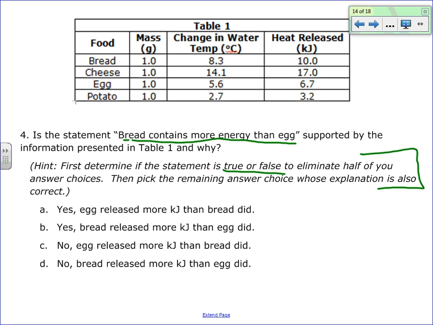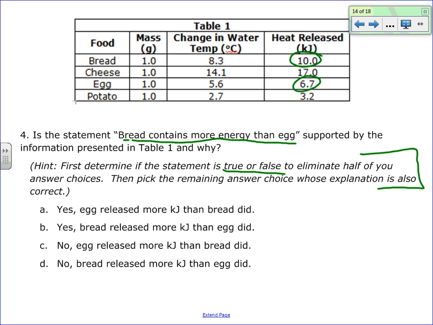What do we think? True? How did you get true? Because I looked at the bread and the egg, and I see that bread is 10 and the egg is 6. So 10 is higher. Nice. So bread is higher than egg.